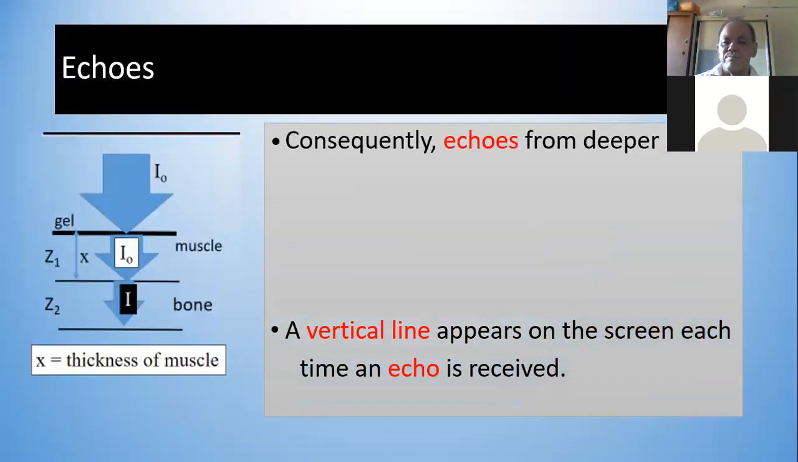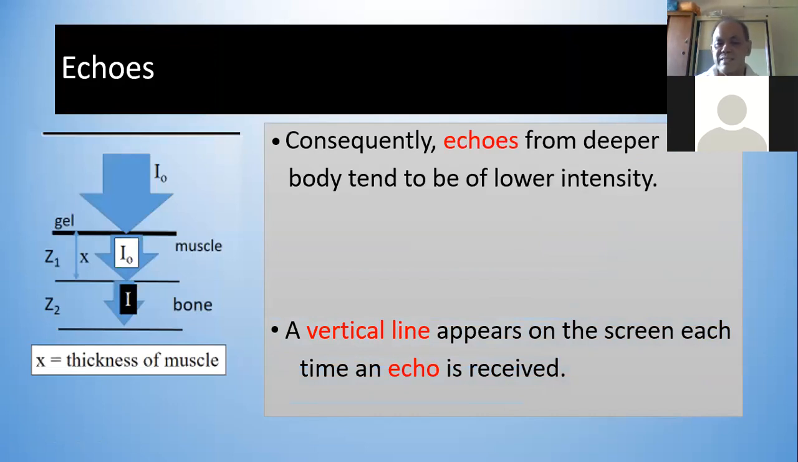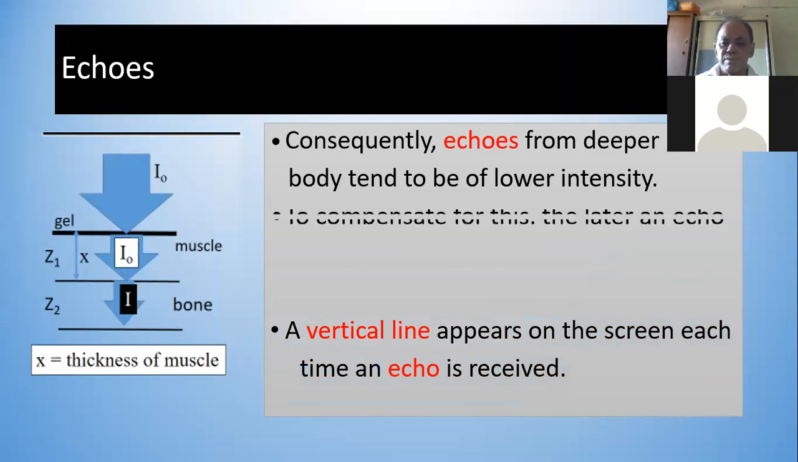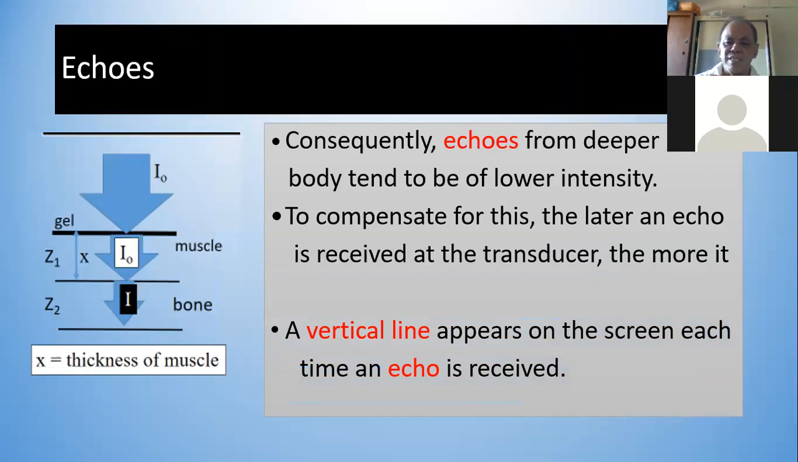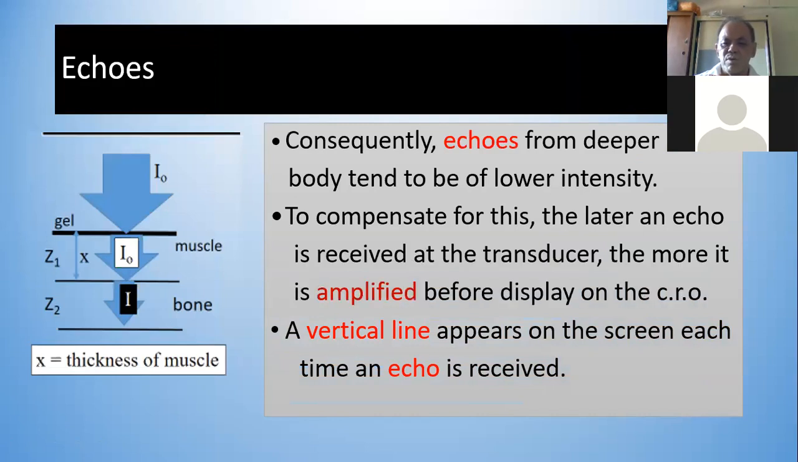Consequently, the echoes from deeper in the body tend to be of low intensity, shown by the small amplitude. To compensate for this, the later an echo is received at the transducer, the more it is amplified before display on the CRO. Because if it's too small, you can't see it. That's why you have to amplify it. That's why we see a vertical line appear on the screen each time an echo is received. Ours is a very simple case, only one layer, two layers. There can be many layers there.